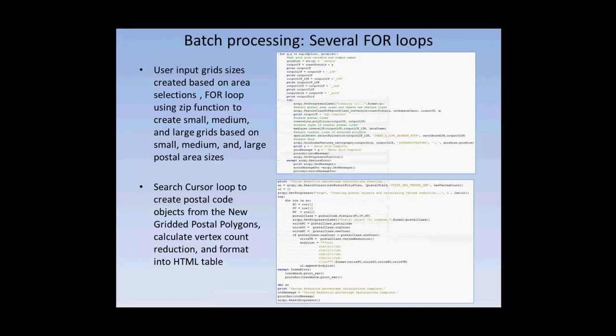Batch processing, I've had several for loops in there. I had a for loop with a zip function that looped through those area sizes that the user put in and matched them up with the grid sizes that they put in to create those different size grids, small, medium, and large for the small, medium, and large polygons.